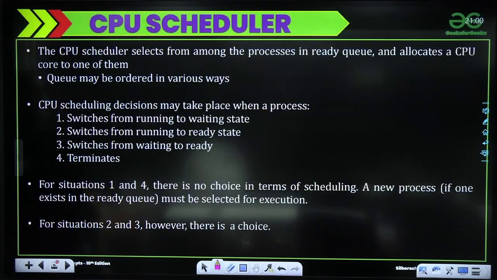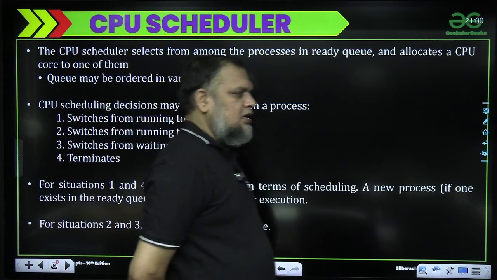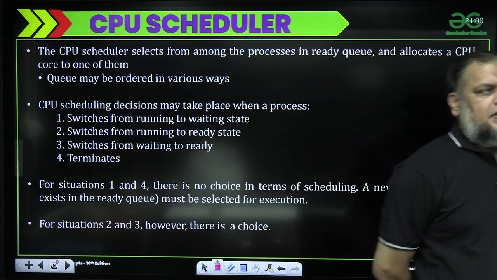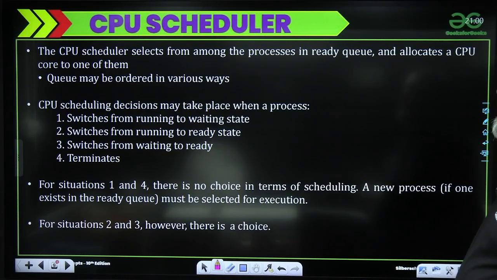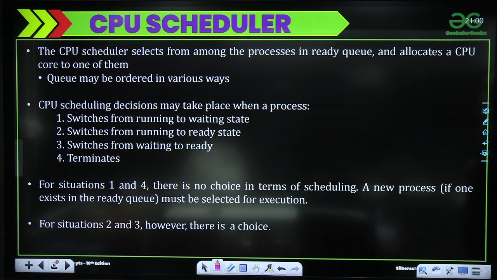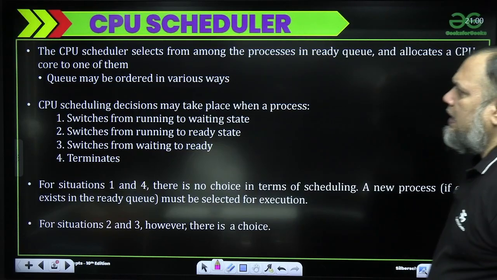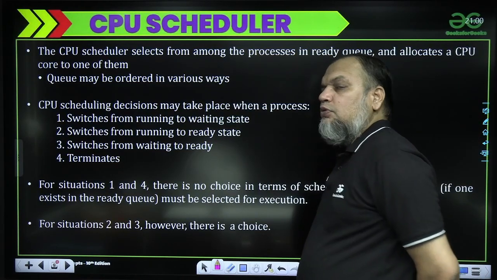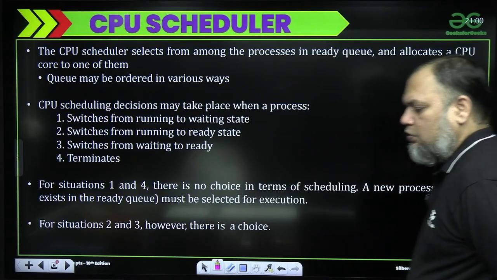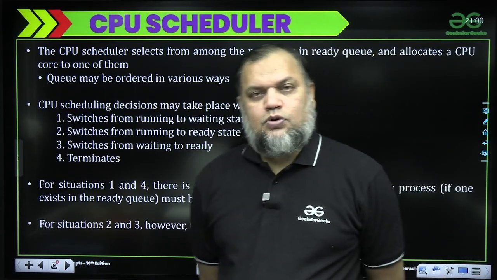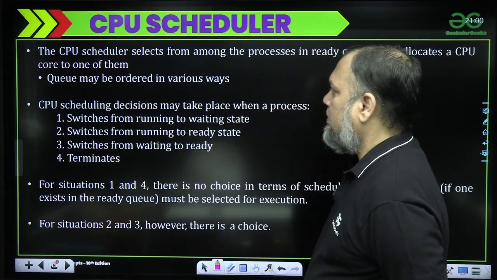Okay. And here the CPU scheduler, as I said, is of two types. It can operate in non-preemptive mode and preemptive mode. That is being highlighted by these points. Please have a look at it. The CPU scheduler essentially selects from among the processes in the ready queue and dispatches one onto the CPU core or the processor. And if there are multiple cores, it can assign it to one of the cores.